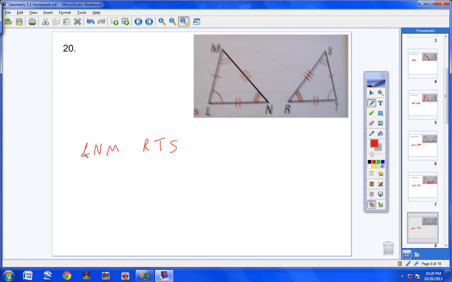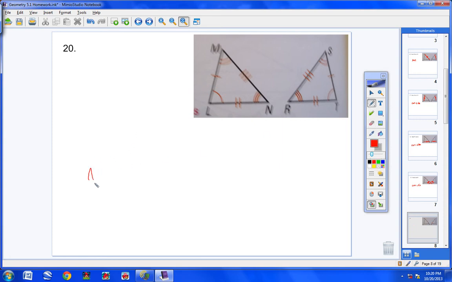Is L, here's L right here, or excuse me, R, angles L and R corresponding? L and R, no they're not. L has 1 slash, R has 3. So that's not going to work. We know right away that is not the correct congruent statement. Let's take a look at option B in your book.